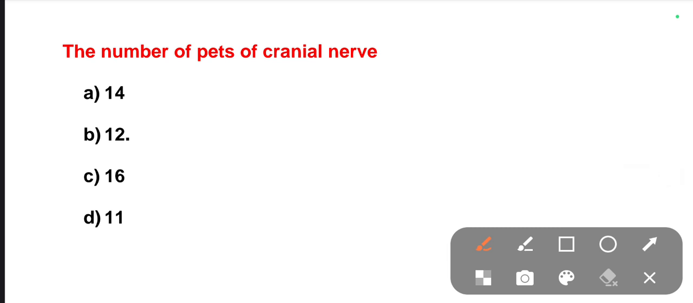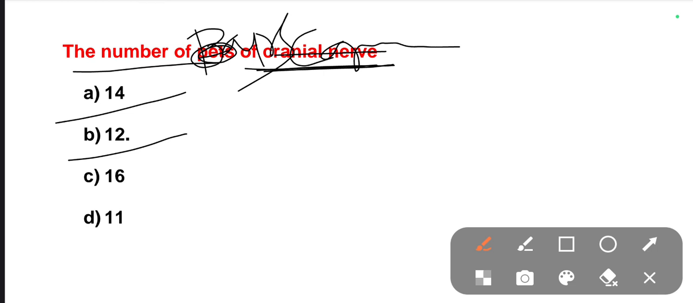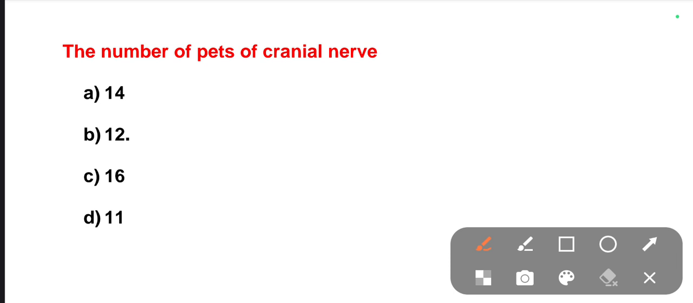The next one is the number of pairs. This is not pets, pairs. The number of pairs of cranial nerves. This is about cranial nerves. How many pairs of cranial nerves are there? Options are A 14, B 12, C 16, D 11. The right one is option B.